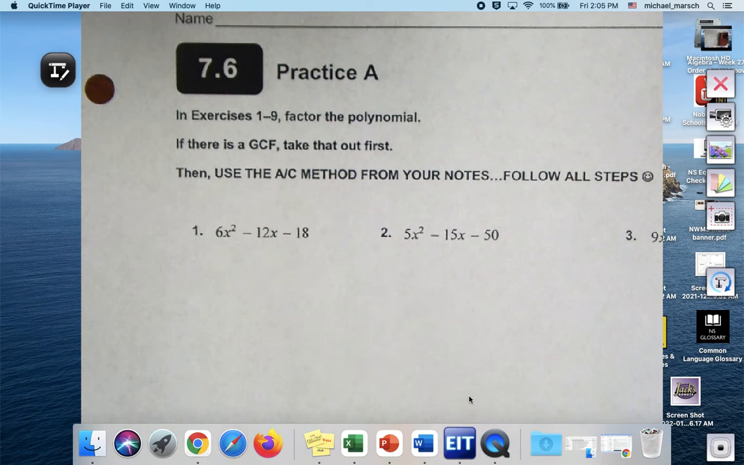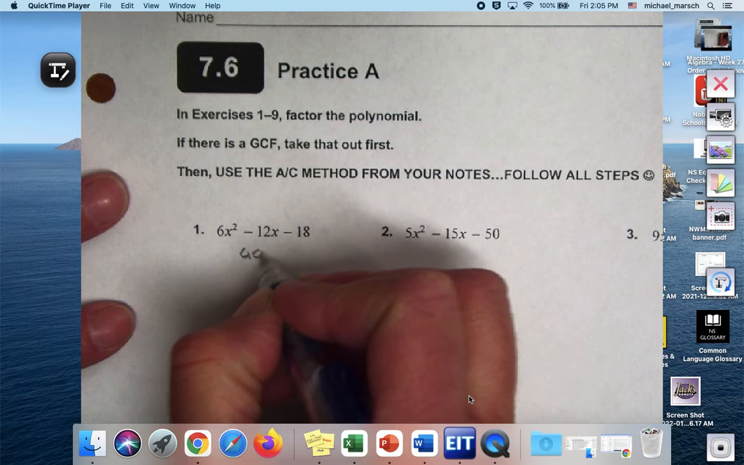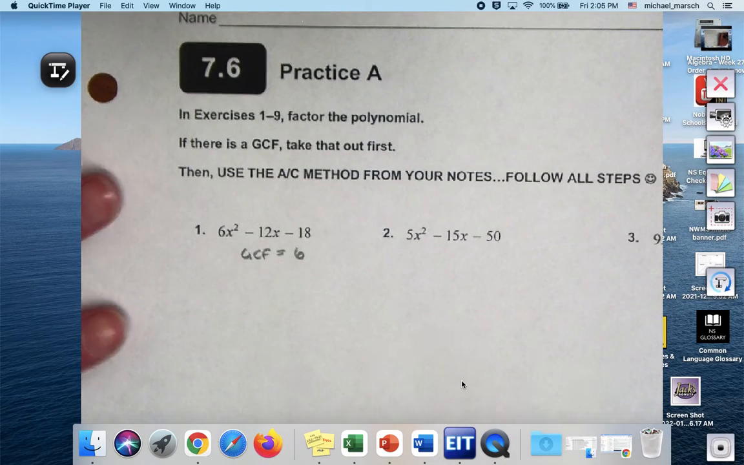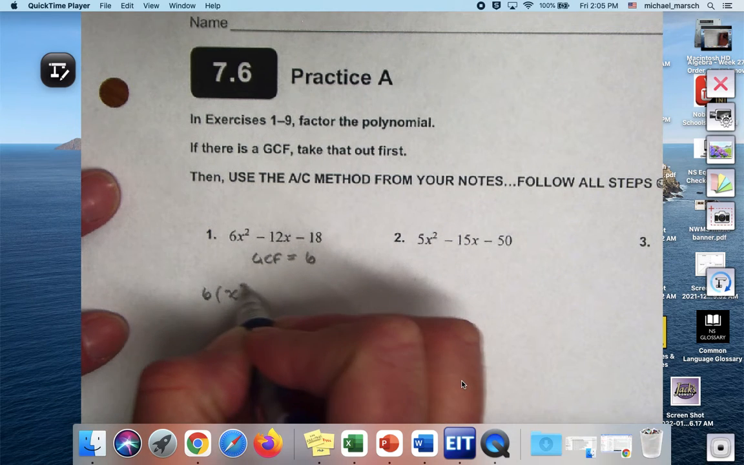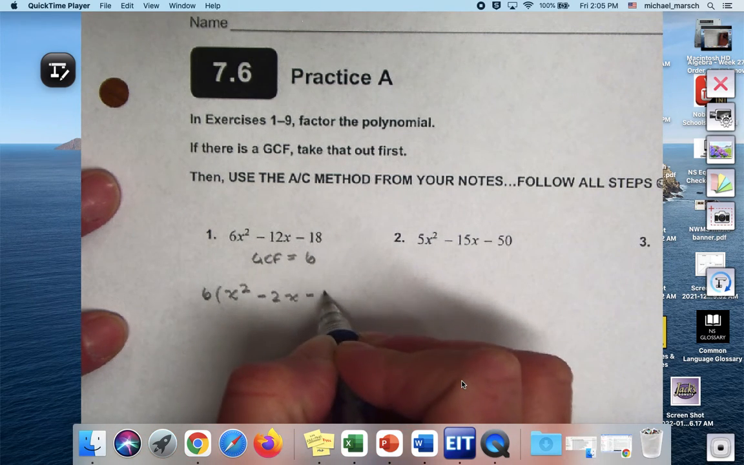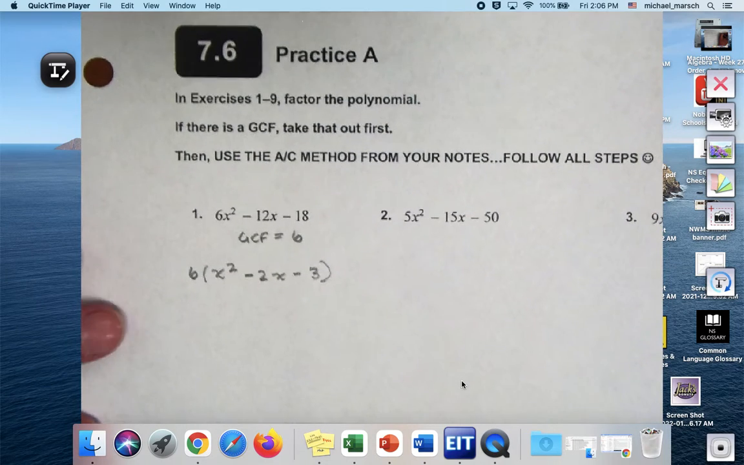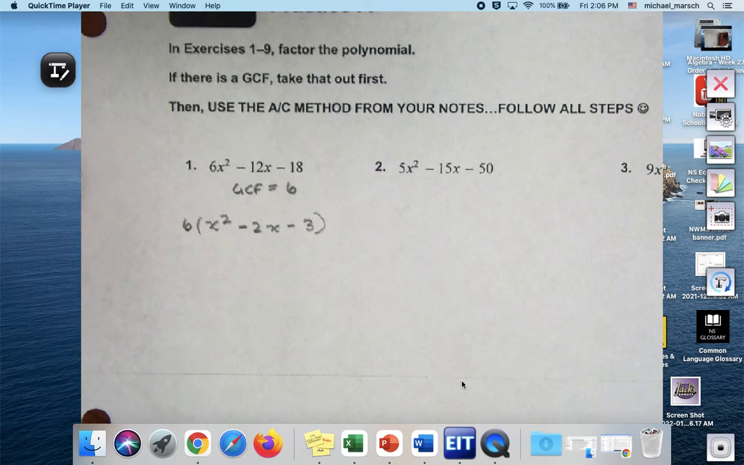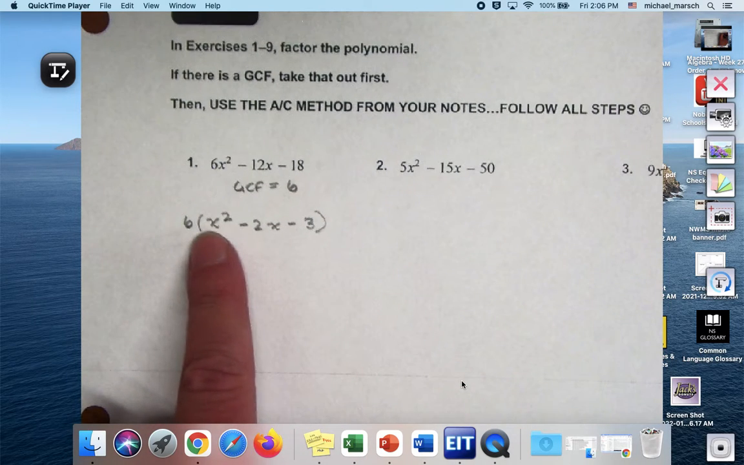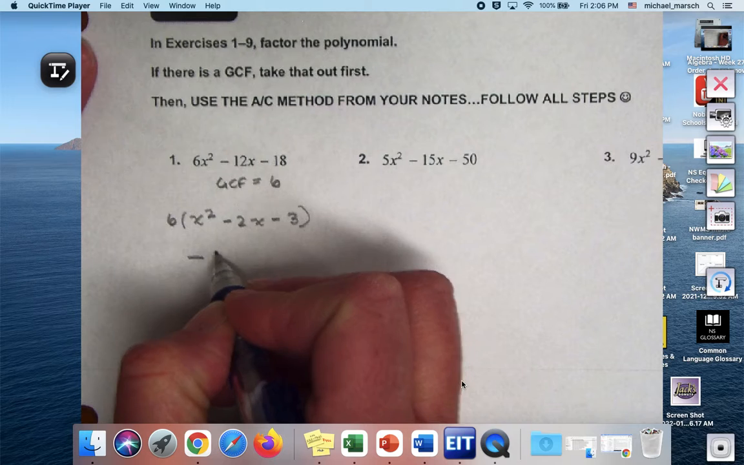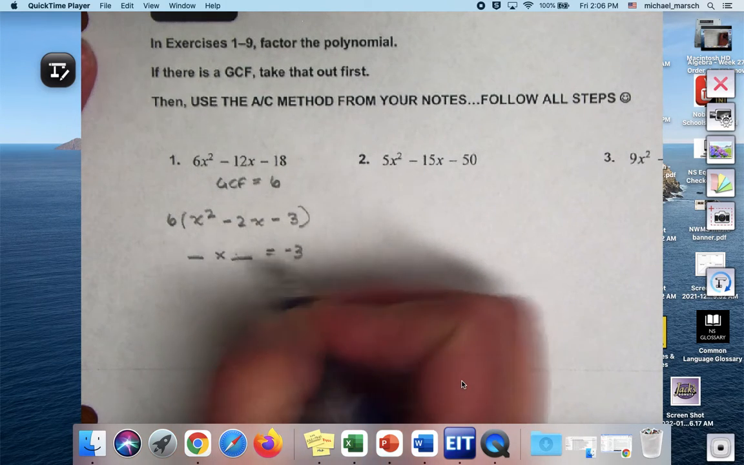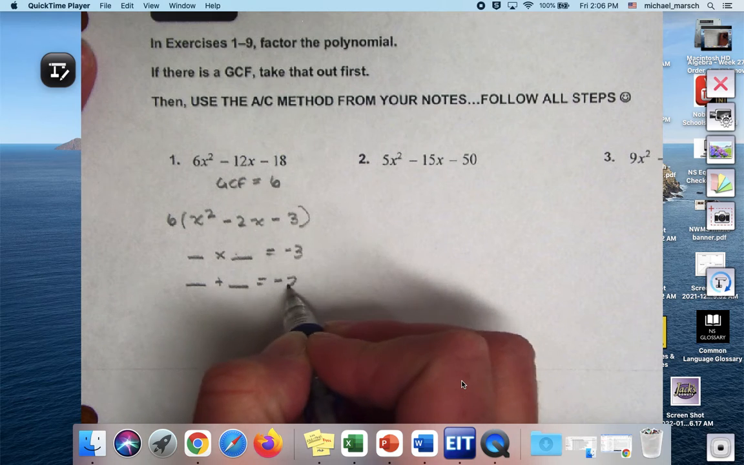Do we have a greatest common factor? Yes. What is it? It's 6. Greatest common factor equals 6. You guys are going to like this one, because I don't even have to use the AC method. Why not? There's only two. Because there's nothing in front of this x here. So I can just jump right to what times what equals -3. What plus what equals -2.